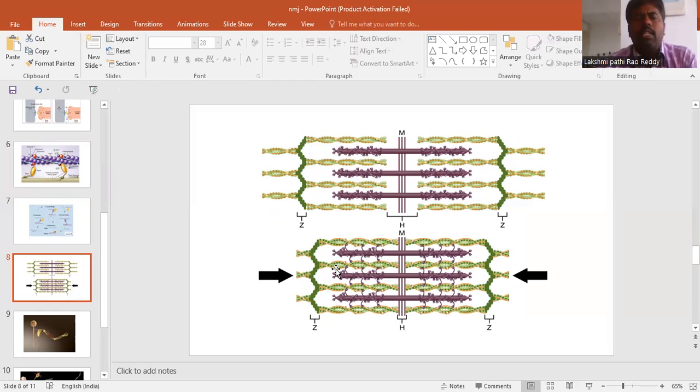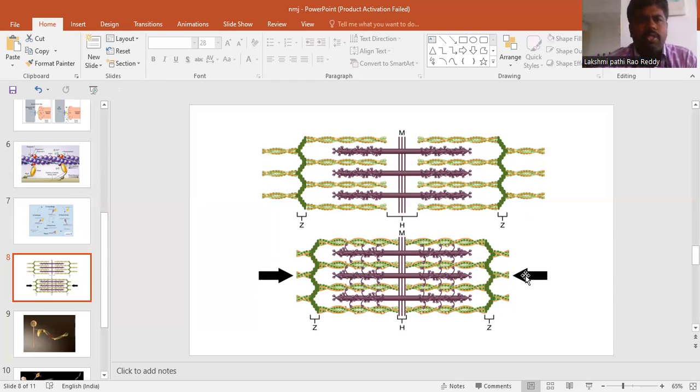Next, we can see the length of the sarcomere. The first part of this diagram explains that the sarcomere is free, the relaxed phase of the muscle. See the length of the sarcomere. This is the relaxed phase, and this is the contracted phase. So side arrows were given to represent that there is a contraction of the muscle.